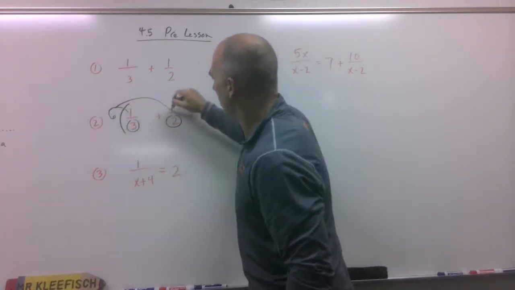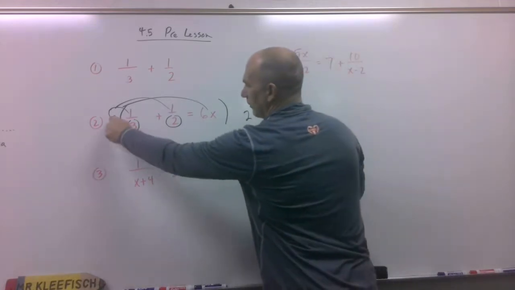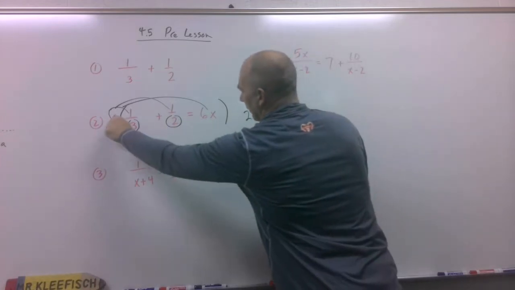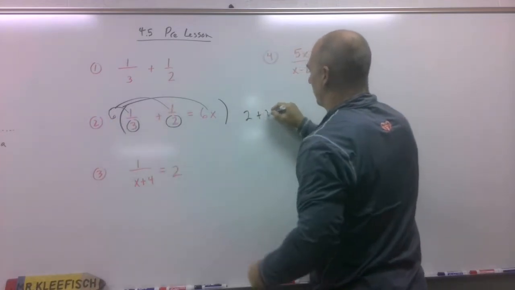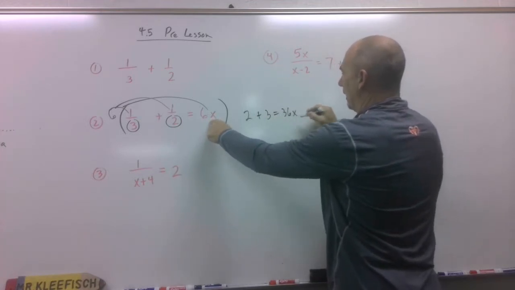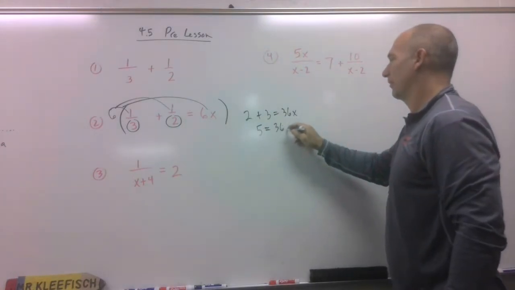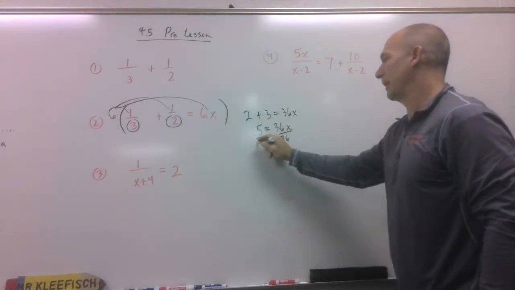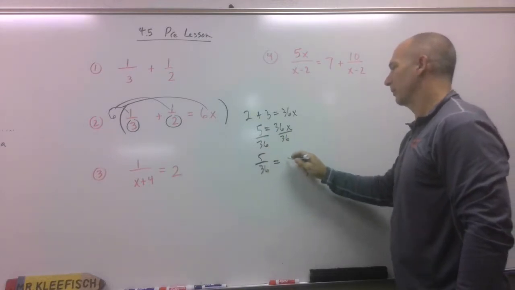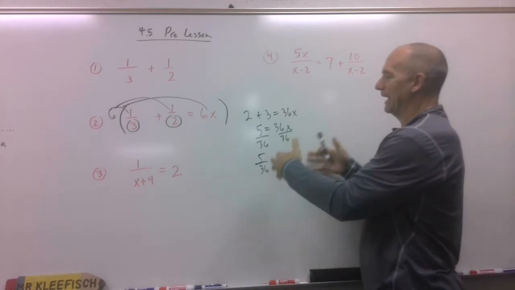So I'd multiply, multiply, multiply, and I'd get 2, because 3 goes into 6 twice. 2 times 1 is 2. And then 2 goes into 6 3 times. 3 times 1 is 3. And you've got to hit everything with it, so that'd be 36x. Now I might as well finish this. 5 equals 36x. Divided by 36, divided by 36. And I get 5 over 36 equals x. That'd be my answer. See, I'm finding an answer.